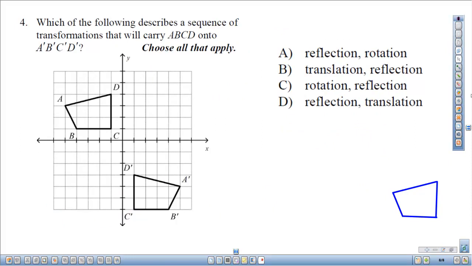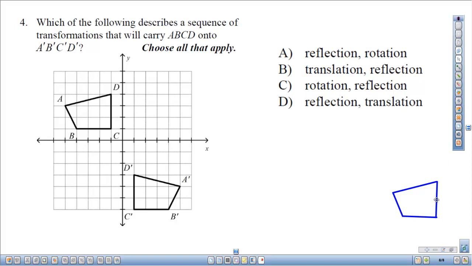Alright, number 4 gives us a pre-image, and of course this one down here has the prime marks on it, so it's the image. They're telling us it's basically going to take more than one transformation to get the pre-image to land on top of the image, to carry it onto it. So they're asking which combination of transformations would actually work to get this one right on top of its image. Like which sequence of transformations, or composition of transformations, must have occurred.